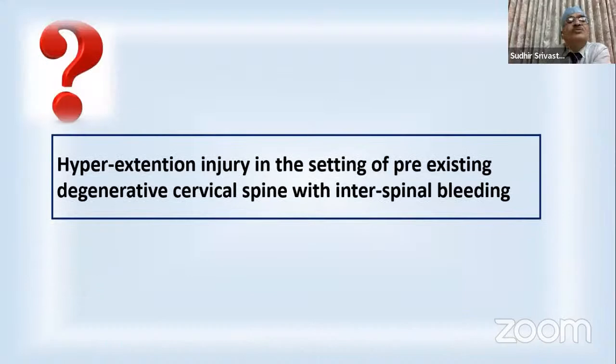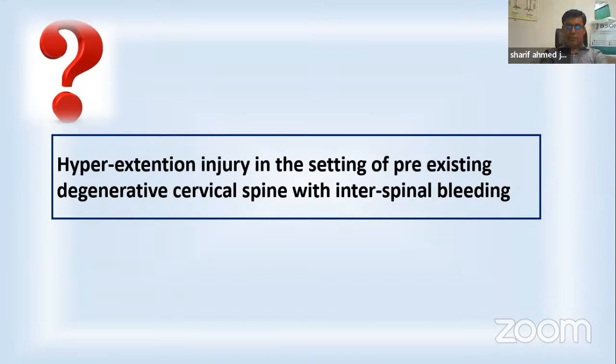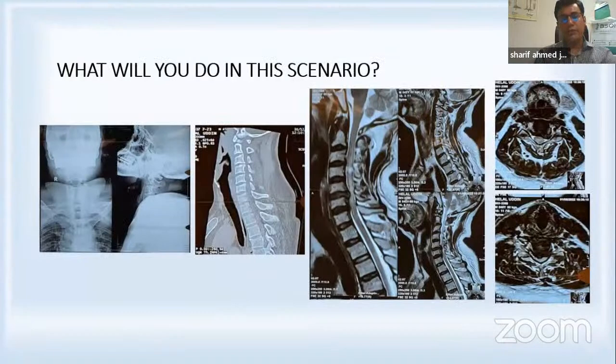So this is probably just like a hyperextension injury in the setting of a pre-existing degenerative cervical spine with intramedullary bleeding. That means the ascending hematomyelia. So based on this scenario, what will you do? Dr. Bishal, are you there? Or Dr. Shudhir, what is your opinion in that particular case?